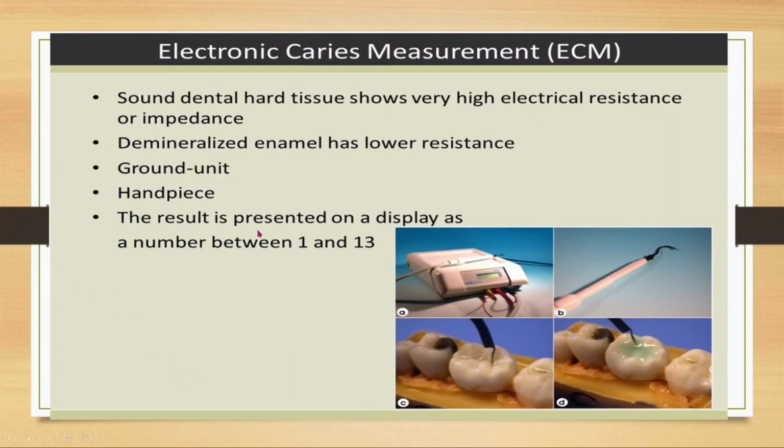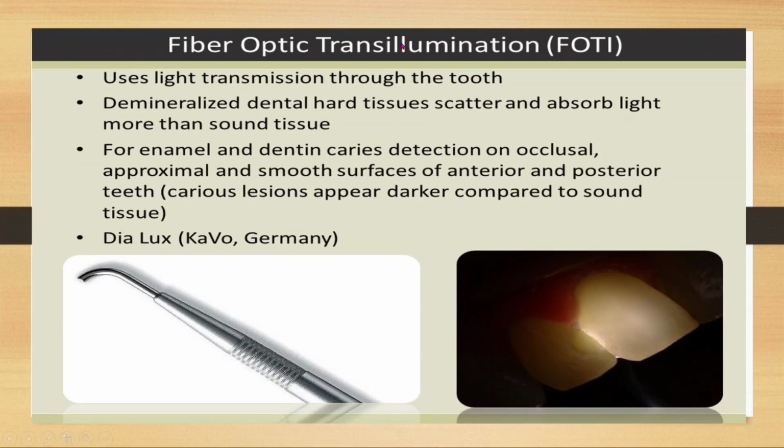Now we have ECM, that is electronic caries measurement. Sound dental hard tissues show very high electrical resistance, and demineralized enamel has lower resistance. So we can easily make out from this principle. And then is fiber optic transillumination, which uses light transmission through the tooth. So demineralized dental hard tissues scatter and absorb light more than the sound tissue. For enamel and dentine caries detection on occlusal, proximal and smooth surfaces of anterior and posterior teeth, this can be used. So DIAGNOcam is one fiber optic transillumination device from the KaVo company.